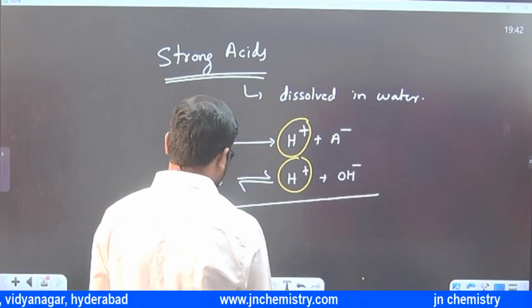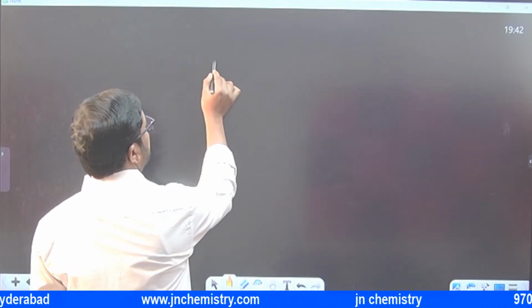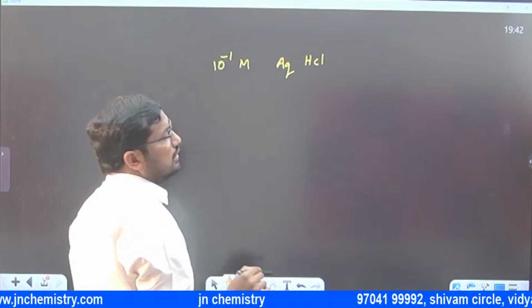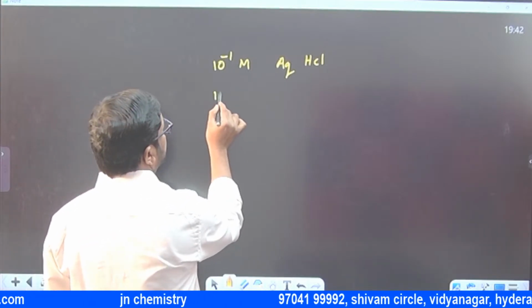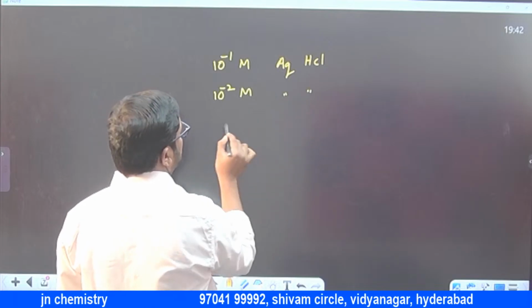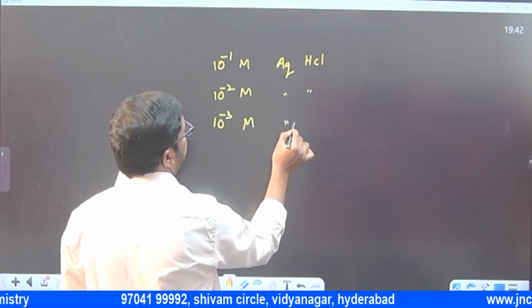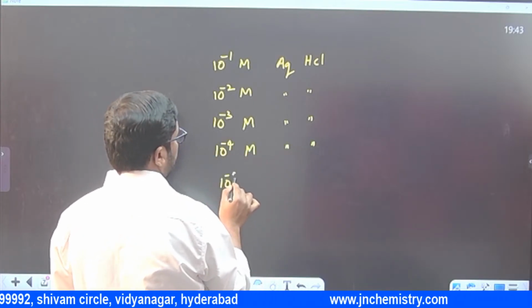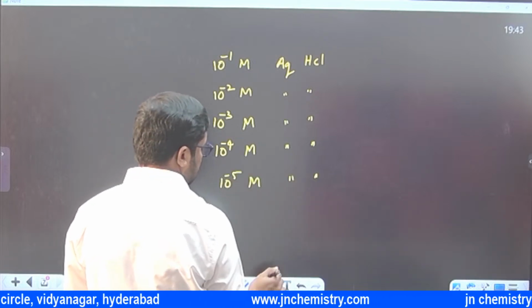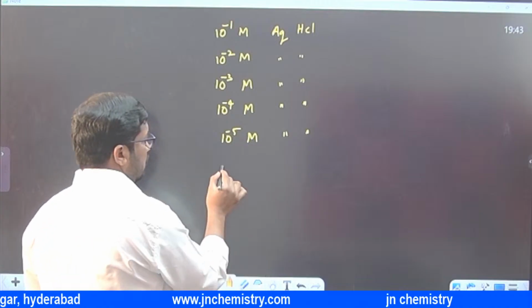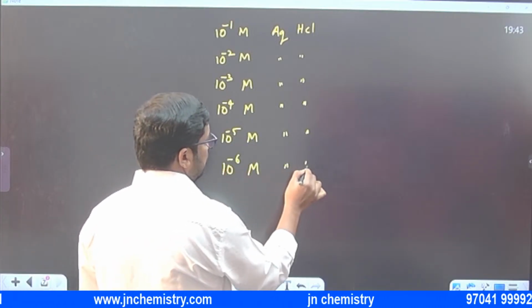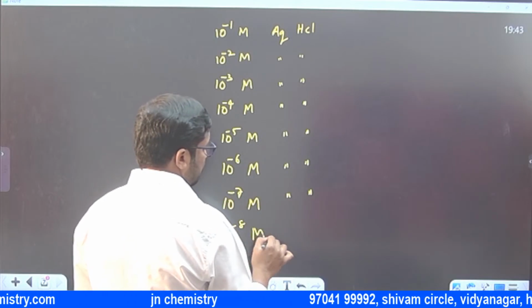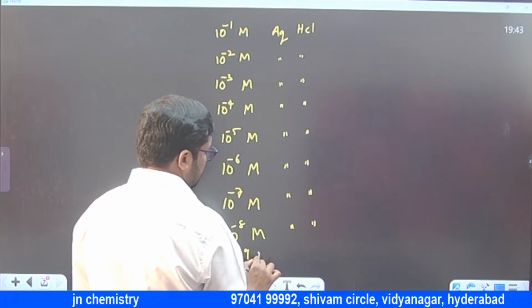Here are very simple calculations, experimentally determined. For example, 10 to the power of minus 1 molar aqueous HCl, 10 to the power of minus 2 molar aqueous HCl, 10 to the power of minus 3 molar aqueous HCl, 10 to the power of minus 4 molar aqueous HCl, and so on, 10 to the power of minus 6, minus 7, minus 8, minus 9 molar aqueous HCl.